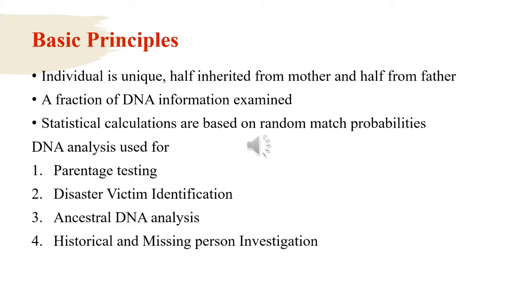In this slide, I'm going to explain the basic principle of forensic DNA typing. With the exception of identical twins, each individual is unique, with half of the DNA inherited from the mother and half inherited from the father. Forensic DNA tests examine only a subset of the human genome in order to save cost and time. Statistical calculations are based on random match probabilities.